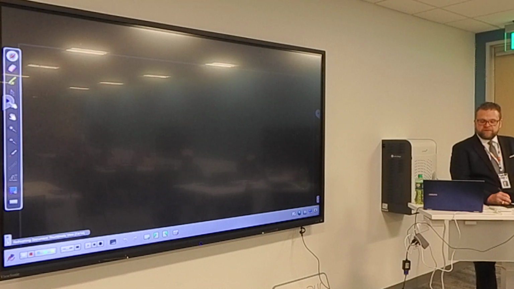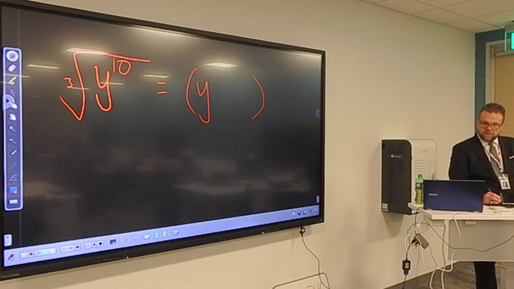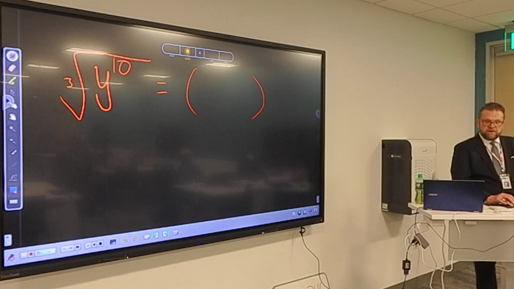Okay. What if it had said y to the 10th, but it was the 3rd root? I don't want pairs anymore, I want trios. So how would I rewrite this? It would be y to what power? To the power of 2? No, it's a 3. Y to the power of 3.